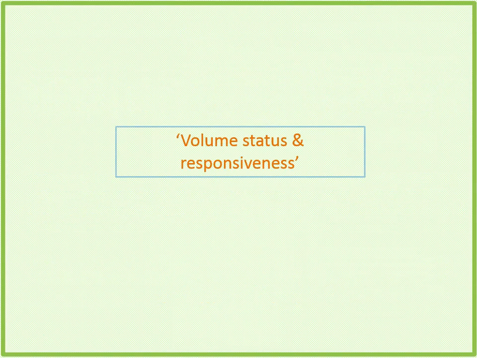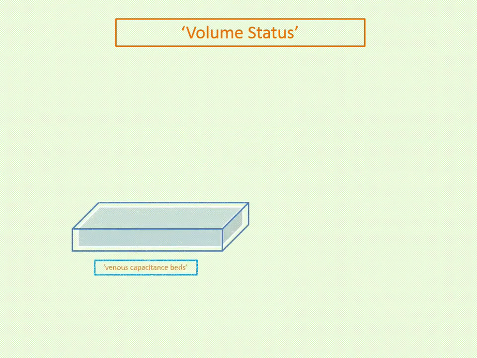So let's tease apart these two things: a patient's volume status, which I'll refer to generally as the patient's overall blood volume, and generically split it into three as a patient being hypervolemic, euvolemic, or hypovolemic. And also volume responsiveness, which means that a patient will augment their stroke volume or cardiac output in response to increased preload. So we're going to start with this idea of the venous capacitance bed.